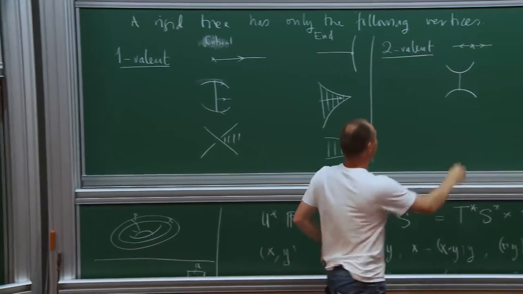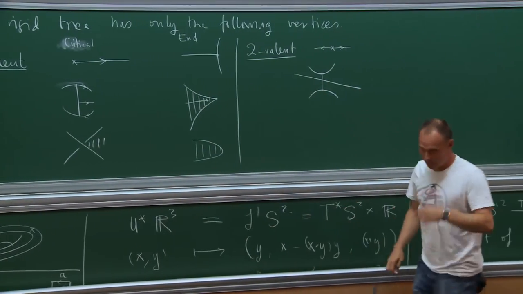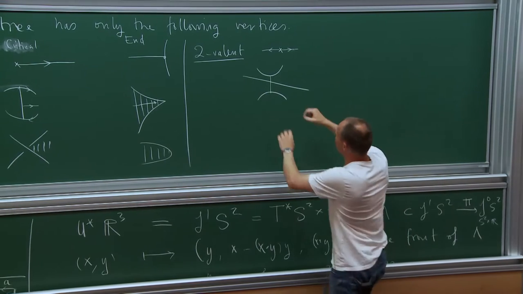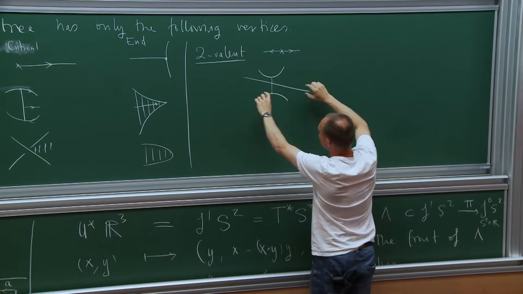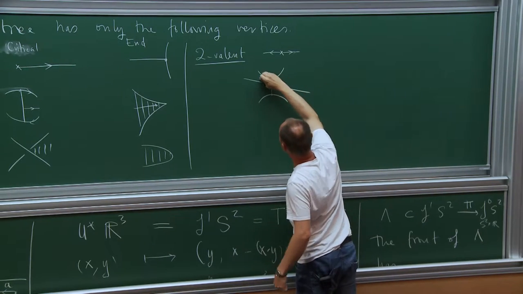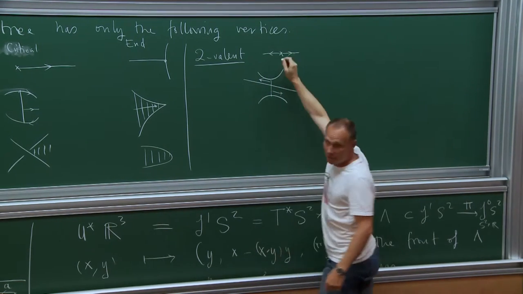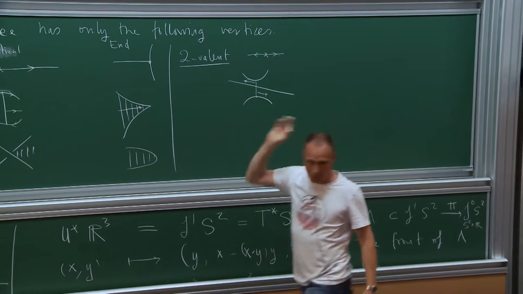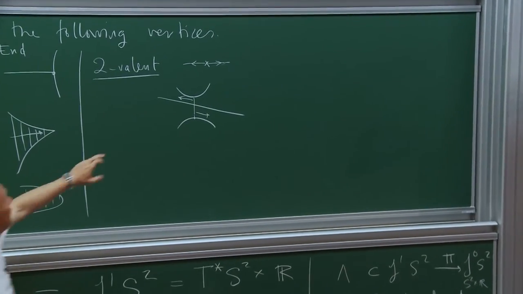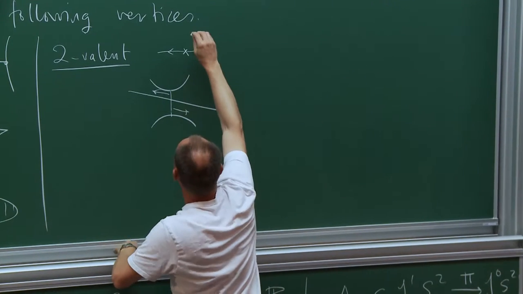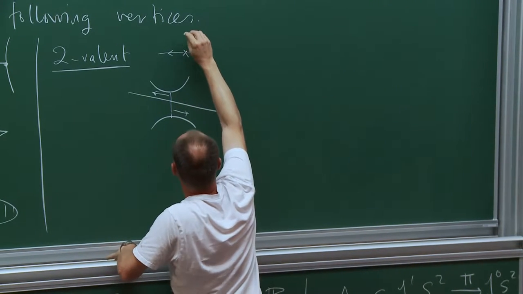But if I have some other sheet in between here, then what I can do is take this thing and split it, and then the things flow in different directions. So that looks like that. It's a sort of degenerate version of some combination of vertices, but it needs to be included. It happens only if this guy is a max or a minimum.